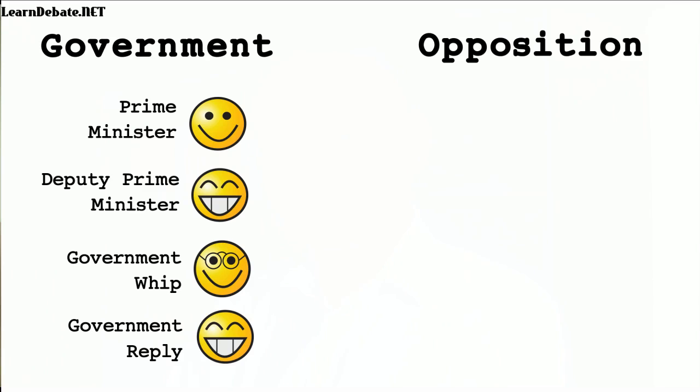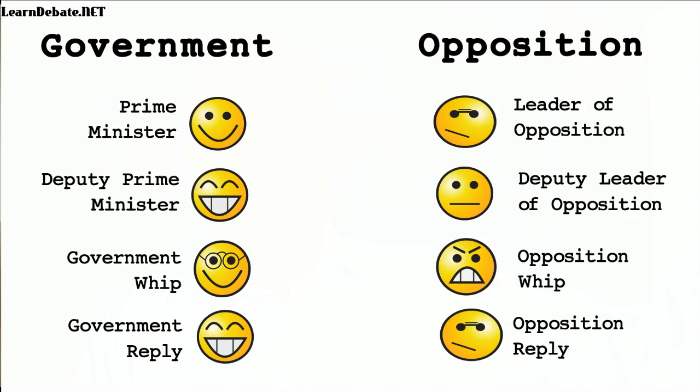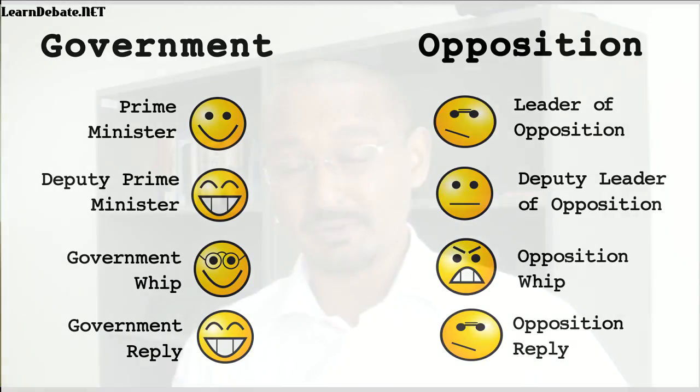So in the government team, the first speaker is called the Prime Minister, and his or her second speaker is the Deputy Prime Minister, and then the Government Whip. In the opposition, the first speaker is the Leader of Opposition, followed by the Deputy Leader of Opposition and the Opposition Whip. I'm sure you see a pattern forming here. We're going to talk about these roles in the order in which they will speak in the debate. So the first speaker of government first, the Prime Minister, and then the Leader of Opposition, and then the Deputy Prime Minister, Deputy Leader of Opposition, and so on.